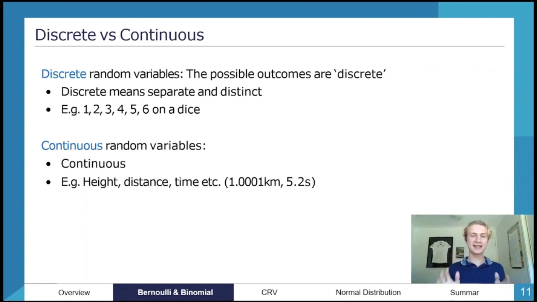But I just wanted to define this here because we're going to go into different probability rules which we can use to determine the mean or the probability of something happening over something else, etc. And it depends whether it's discrete or continuous.